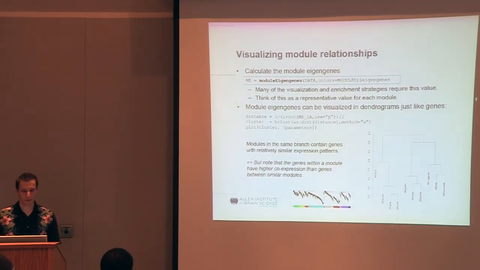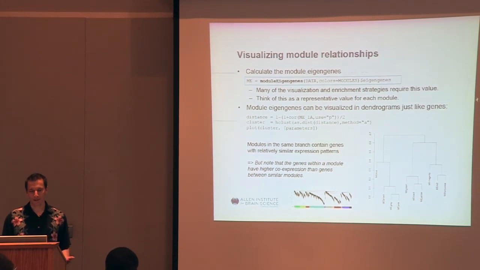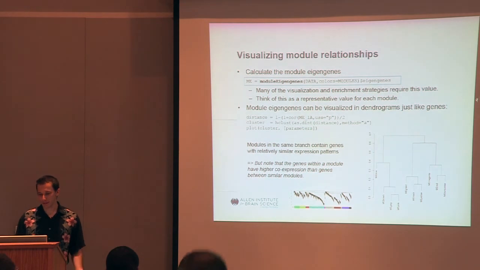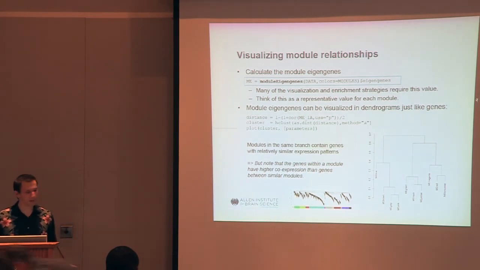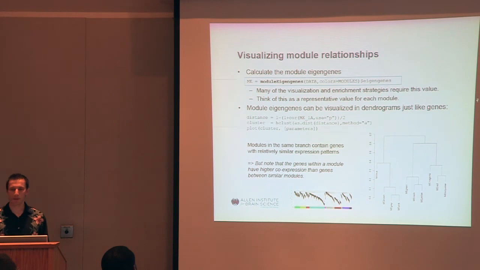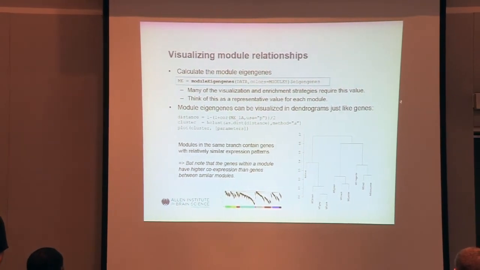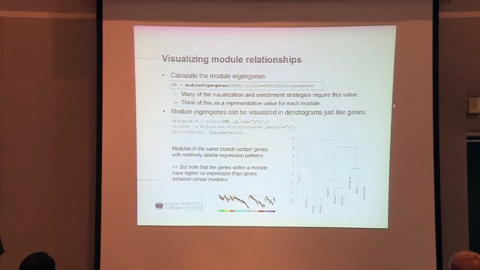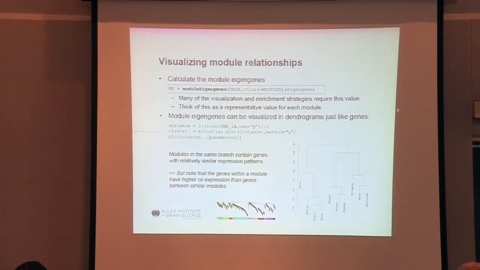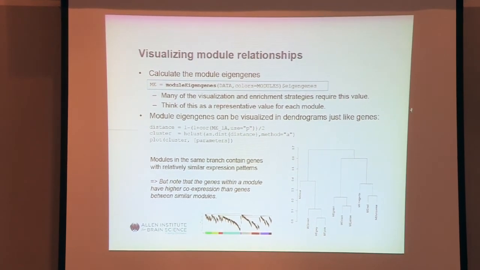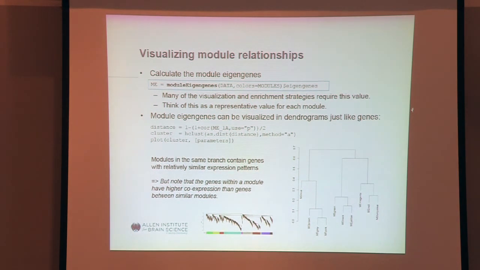So a very useful thing when visualizing modules is to calculate the module eigengene, which, as we discussed, is the first principal component of the data and is a good representation of kind of a representative value of what the module represents in terms of gene expression. And a lot of the visualizations and enrichment strategies that you use will require using this module eigengene value. And so one thing you can do with these module eigengenes is you can visualize them as dendrograms just like you can with the genes.